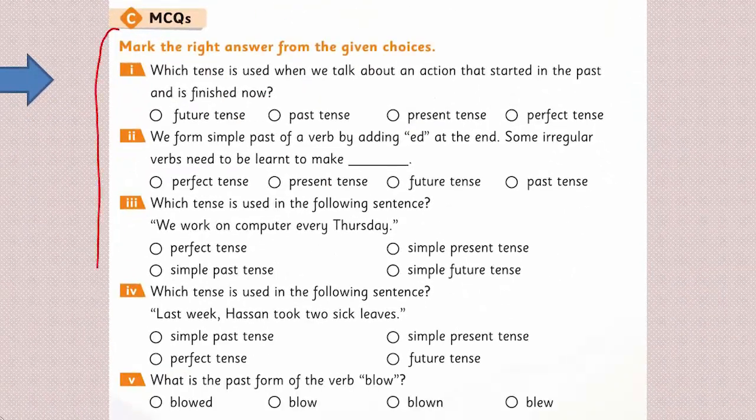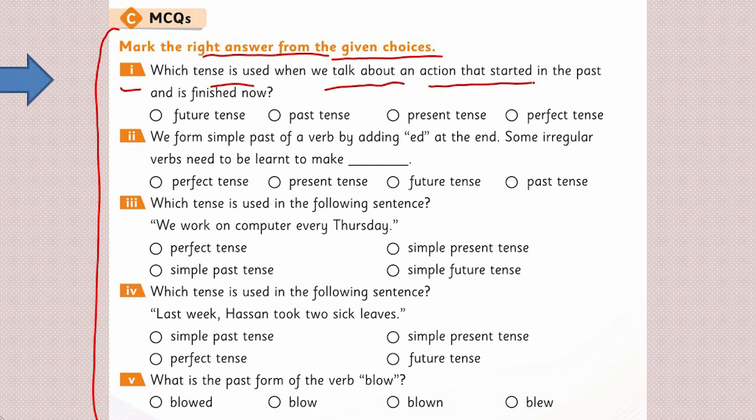Now look at here, section C, mark the right answer from the given choices. For each sentence, for each of the five sentences, we have given four options here. What you need to do, you have to choose the correct option for each sentence. Look at the first one, which tense is used when we talk about an action that started in the past and is finished now? Yes, we have discussed this. An action that started in the past and finished now is called, yes, past tense here.